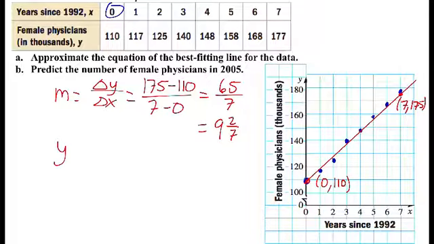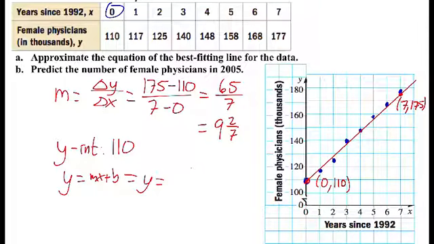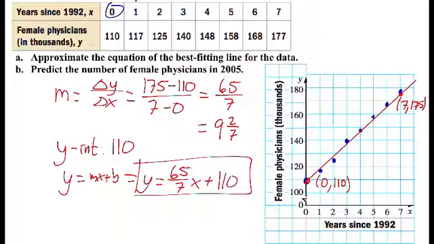The y-intercept, again, where our graph crosses the y-axis, that's just at 110. So for our equation, y equals mx plus b, we're going to use y equals 9 and 2/7, or honestly, we can probably just leave it as 65/7, x plus our y-intercept of 110. So that's the equation we're going to use.